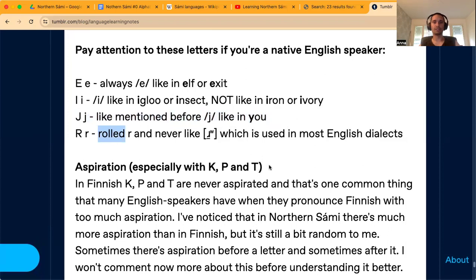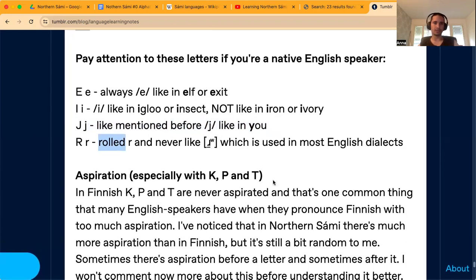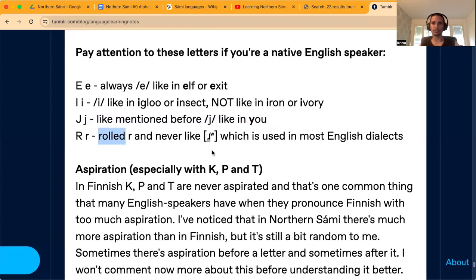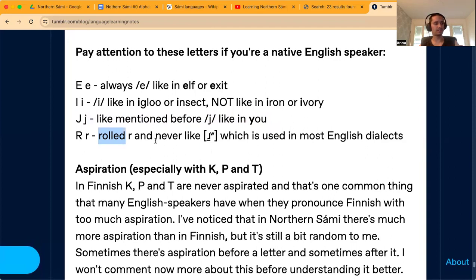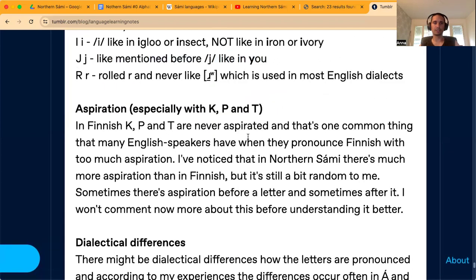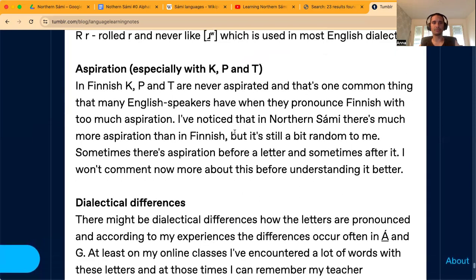R is a rolled R. This is probably the hardest one for English speakers, except if you're from some areas where the R's are rolled. I'm not sure, is it in Scotland where they, anyways, in general, it probably is a bit different.